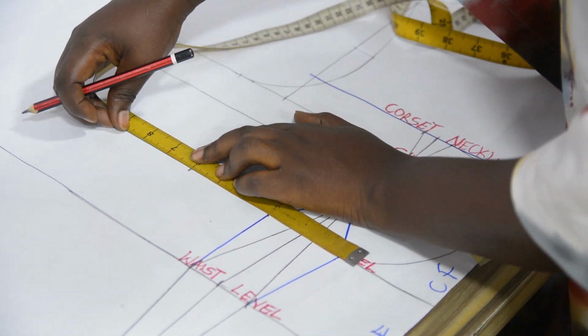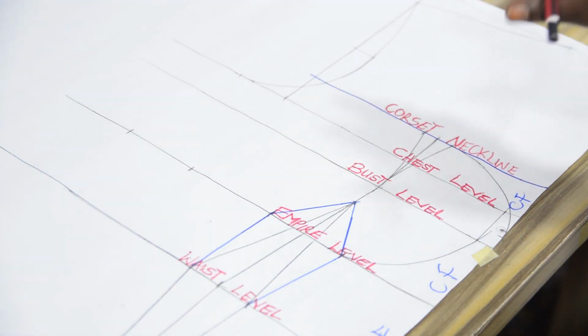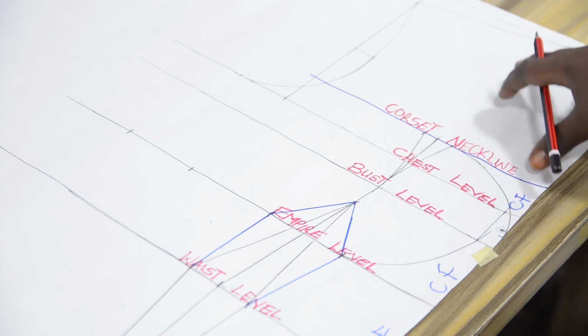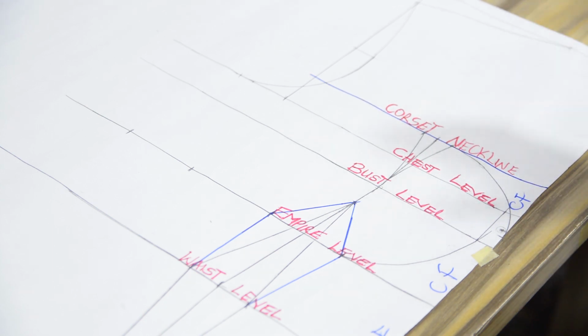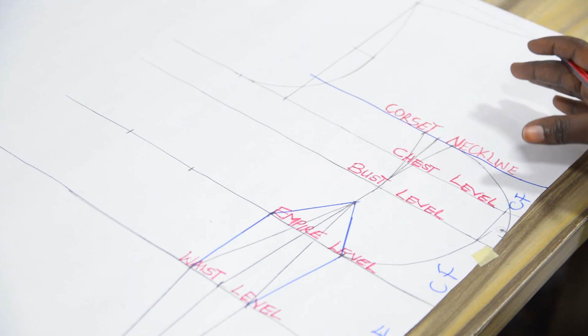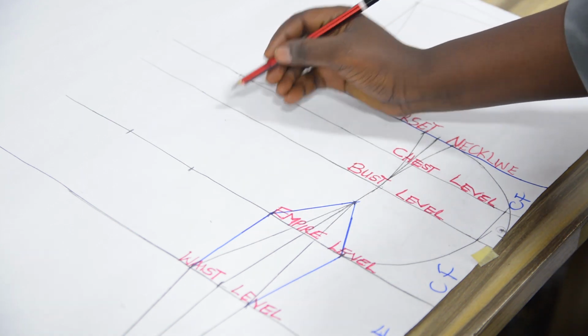Now let me quickly explain this to you guys. When drafting your corset pattern, firstly you need to know the purpose of the corset you are making. Are you making it for fashion only or for the purpose of training the waist area? So if you are making your corset for the purpose of training the waist area, you have to put these 2 points into consideration. Number one, you have to reduce the waist circumference measurement at least by 2 inches.